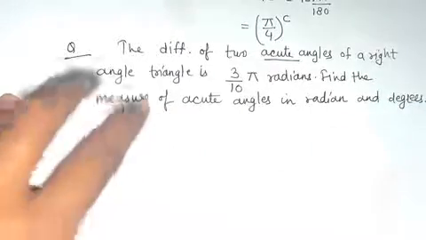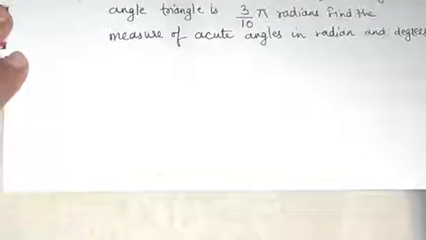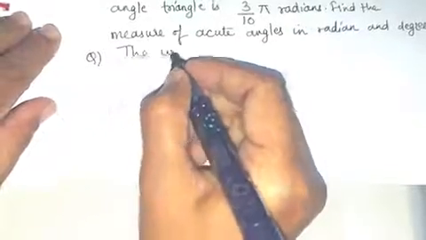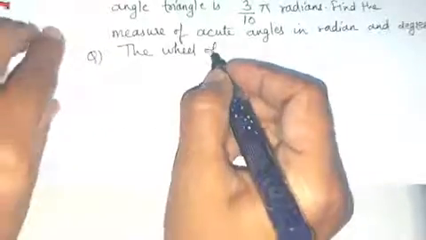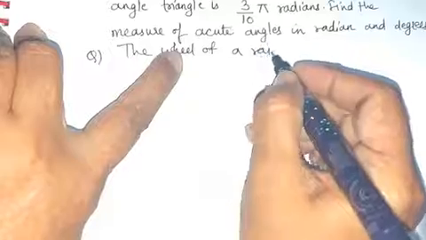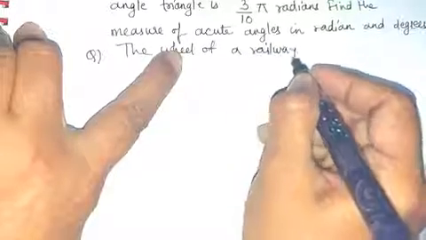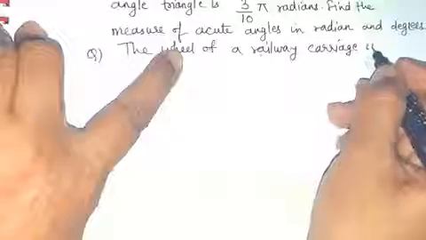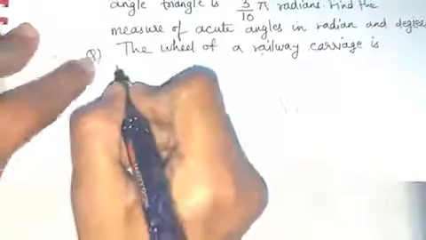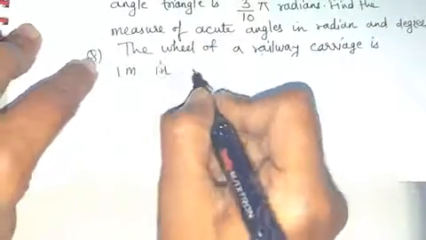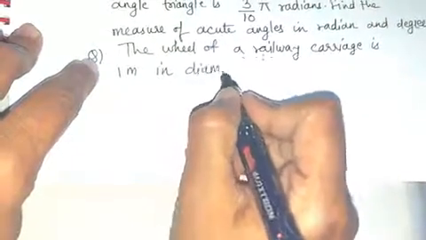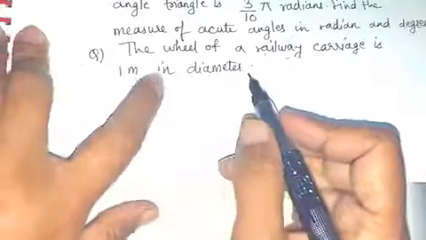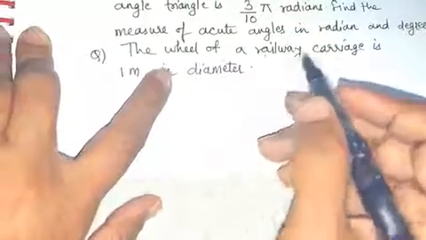Go to the deep points of the question. Next question is: the wheel of a railway carriage is 1 meter in diameter. Obviously we know that diameter is twice of the radius.